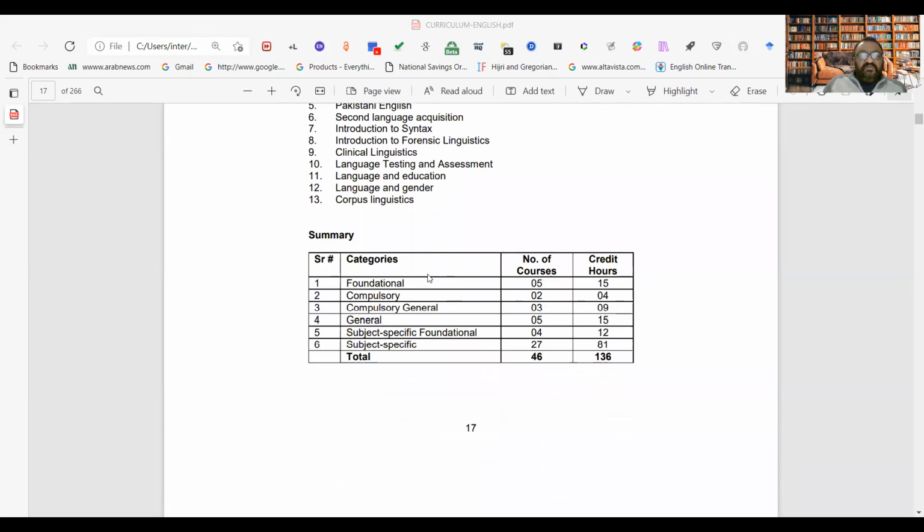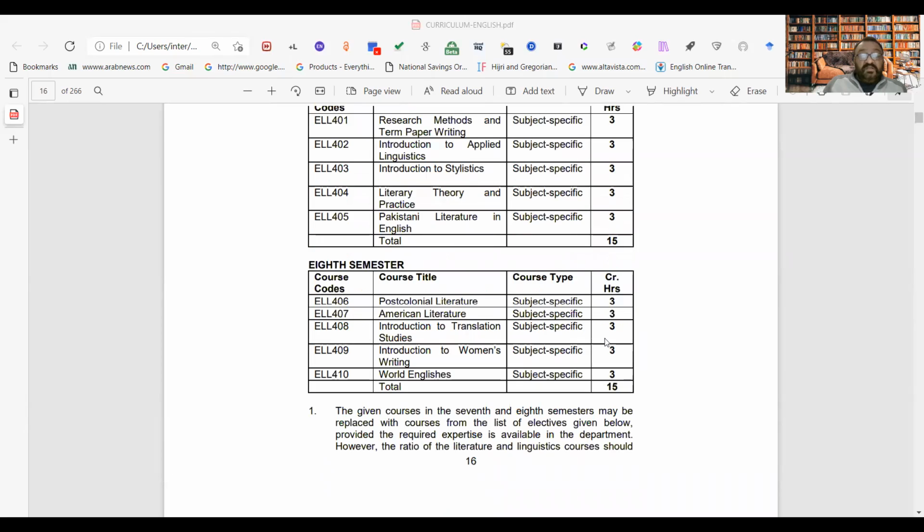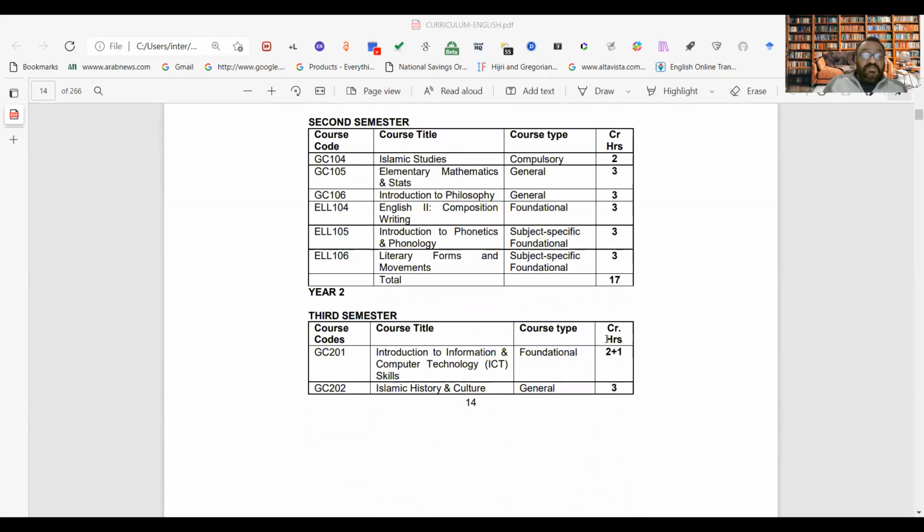We have foundational: number of courses 5, credit hours 15. Compulsory: number of courses 2, credit hours 4. Compulsory general: number of courses 3, credit hours 9. General: 5 courses and 15 credit hours. Subject-specific foundation: 4 courses and 12 credit hours. Subject-specific: 27 courses, 81 credit hours. So this is the total scenario of this.